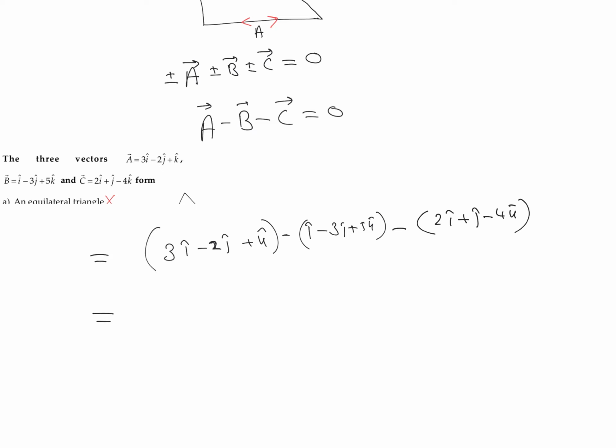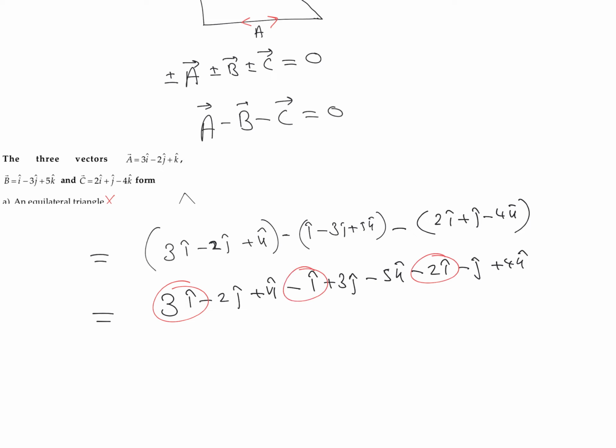So if you are going for this mathematical operation, what we will get is 3 i cap minus 2 j cap plus k cap minus i cap plus 3 j cap and minus 5 k cap minus 2 i cap minus j cap plus 4 k cap. This 3 i cap and this minus i cap and this minus 2 i cap, so this is going to be 0. So 0 i cap, and if you're observing the j component, minus 2 and plus 3, that is plus 1, and this minus 1, it's going to be 0.